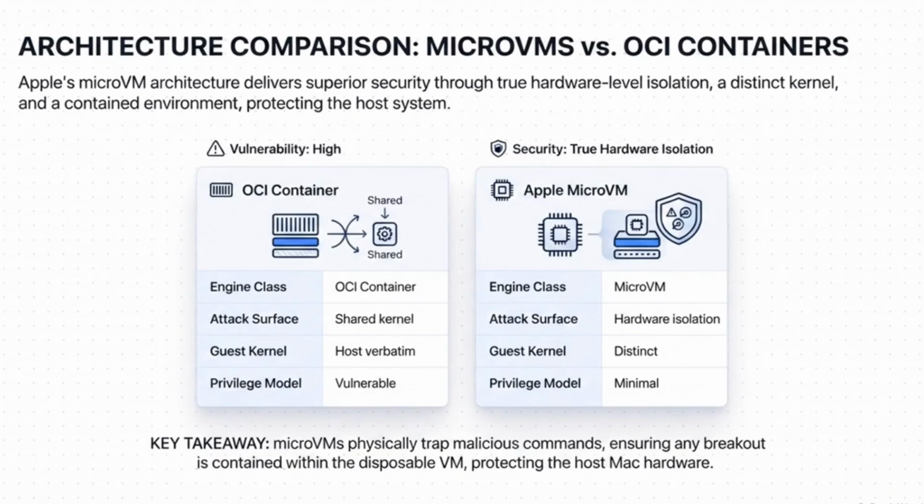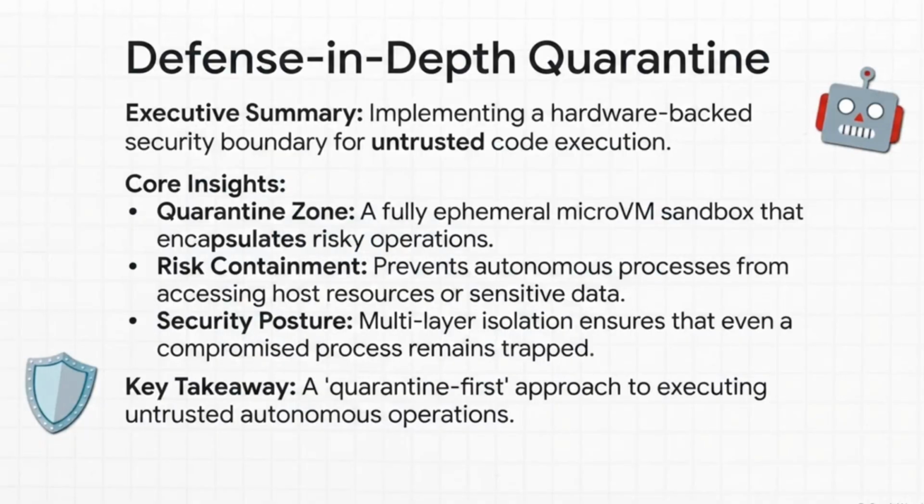Comparing these engine classes really builds a compelling case for micro-VMs. Standard OCI containers share the host kernel verbatim, which leaves them highly vulnerable to namespace escapes. But Apple Container's micro-VM architecture relies on true hardware-level isolation with a distinct, highly optimized kernel. This physically traps malicious commands. Even if a rogue process breaks out of its immediate namespace, it's stuck inside a disposable virtual machine, not your actual Mac hardware. The crucial takeaway here is that this functions as a defense-in-depth quarantine zone. It is engineered precisely to contain untrusted autonomous operations.